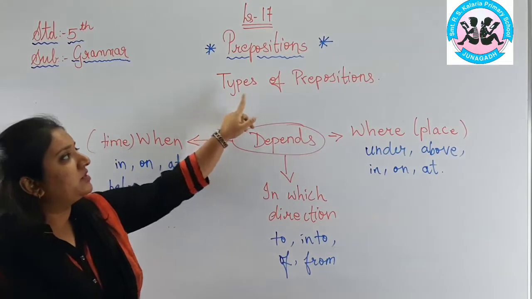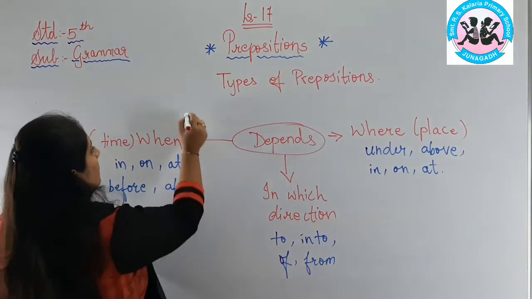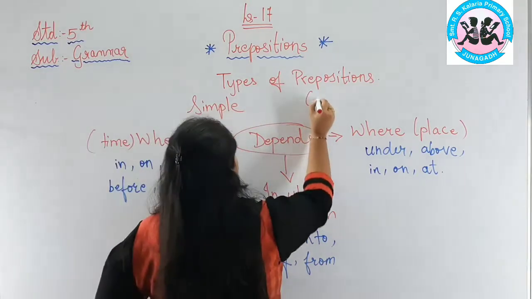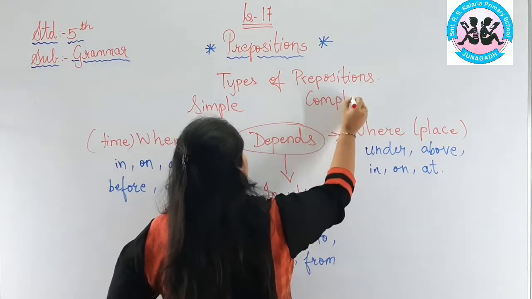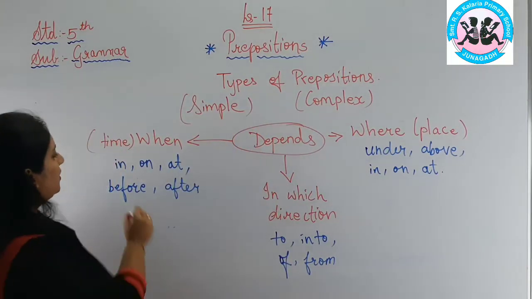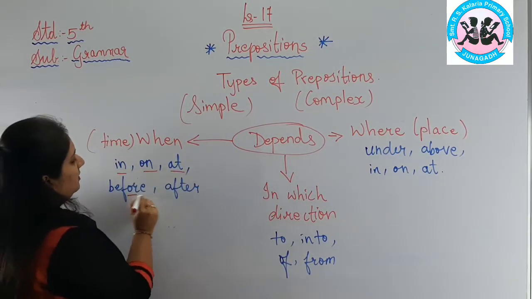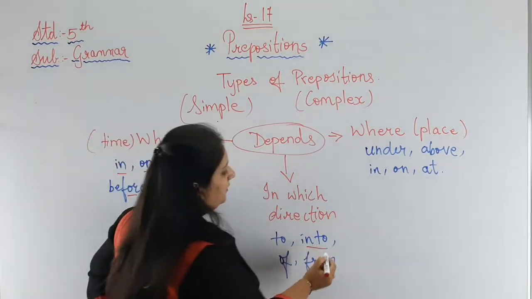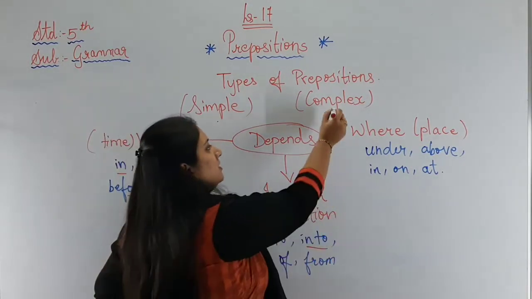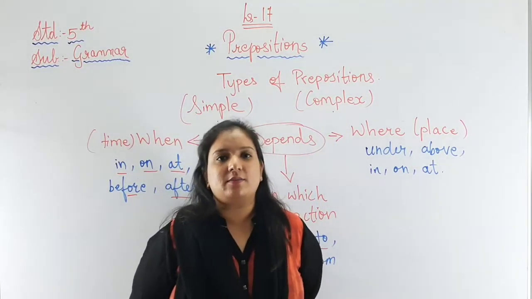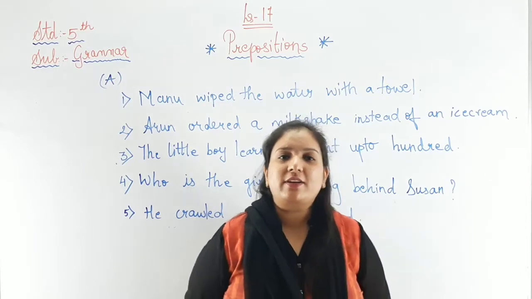Now there are different types of prepositions. First is simple preposition and next is complex preposition. If the preposition is of one word, it is a simple preposition, and if the preposition is of two words, then it is a complex preposition. Let us have a look at the exercise for better understanding.